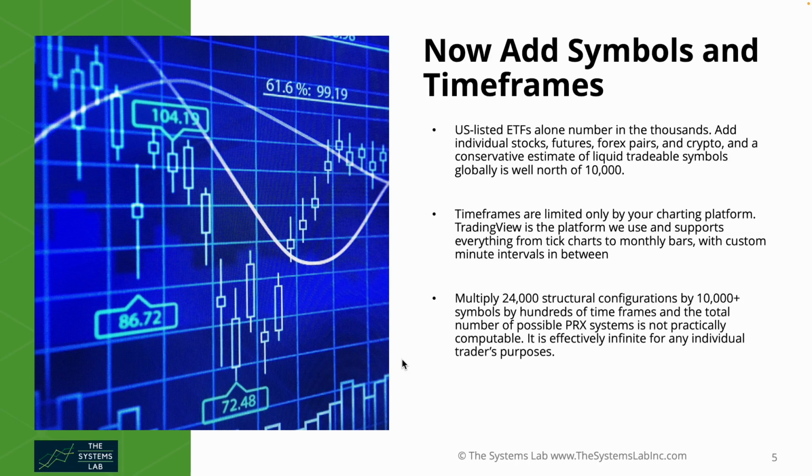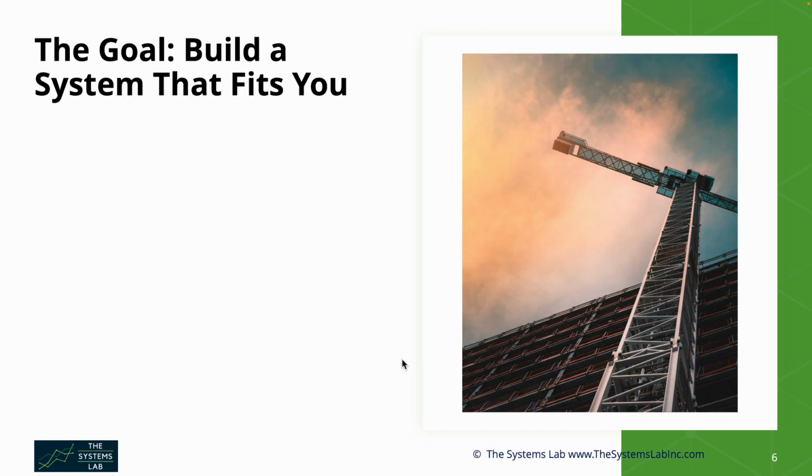So if we multiply 24,000 structural configurations by the 10,000 plus symbols by hundreds of time frames, the total number of possible PRX systems is not practically computable. It is effectively infinite for any individual trader's purposes. Most members are exploring only a tiny fraction of this surface area.